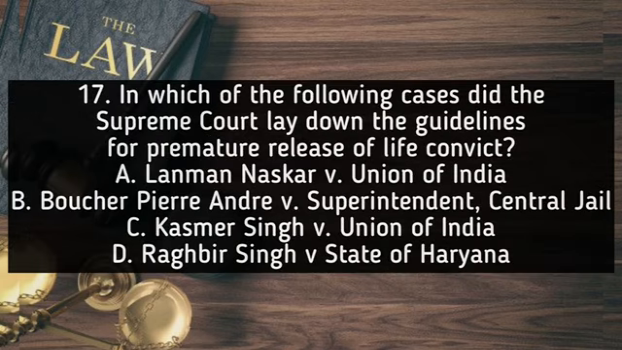In which of the following cases did the Supreme Court lay down the guidelines for premature release of a life convict? Option A, Laxman Naskar v. Union of India. Option B, Boucher Pierre Andre v. Superintendent, Central Jail. C, Kehar Singh versus Union of India. Or option D, Raghbir Singh versus State of Haryana. The answer is option A, Laxman Naskar versus Union of India.